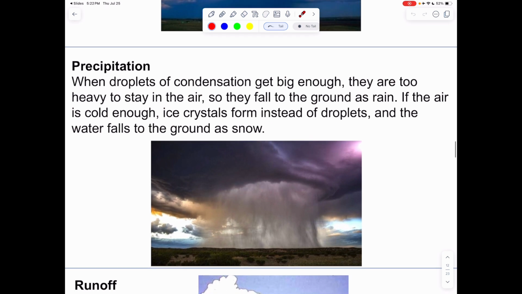All right, then eventually our droplets of condensation are going to get big enough that they're too heavy to stay in the air, and they fall to the ground as rain. This is our precipitation. If the air is cold enough though, these ice crystals can form instead, and then we're going to get snow instead of rain.